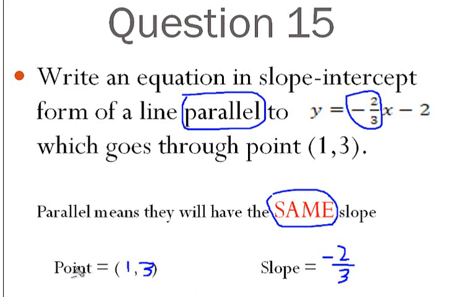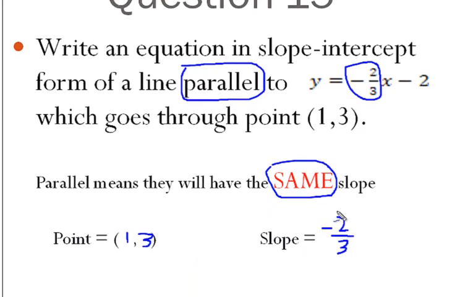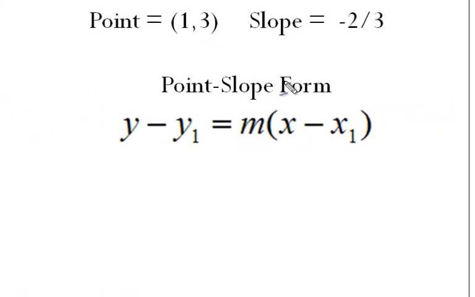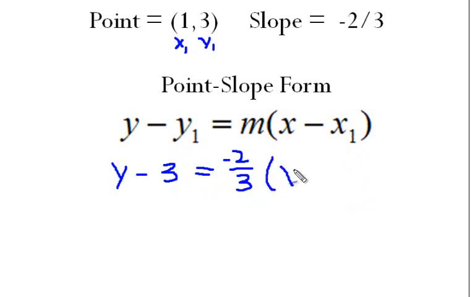Alright, so now we have a point, we have a slope. So you guys should know we can use point-slope form to find our equation in slope-intercept form. Okay, so point-slope form, we're going to plug in our values. So we have y minus my y1. So let me label these. This is my x1, my y1. Y minus 3 equals, my slope is negative 2/3, x minus x1, which my x1 is just 1.